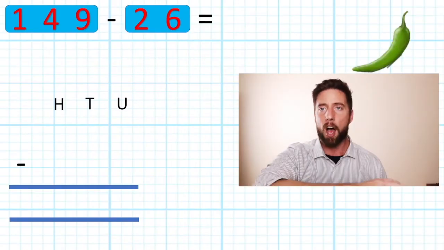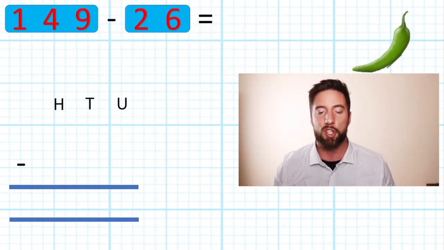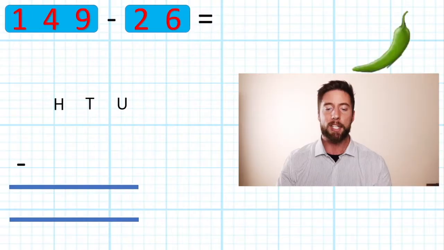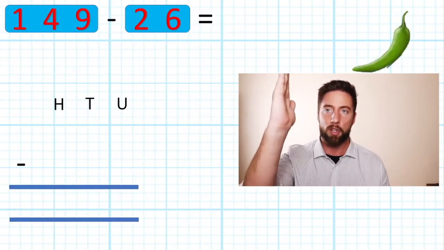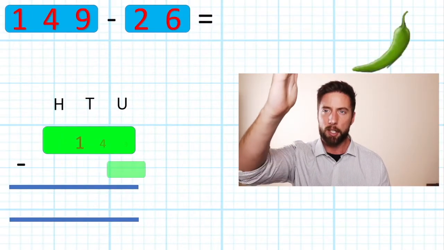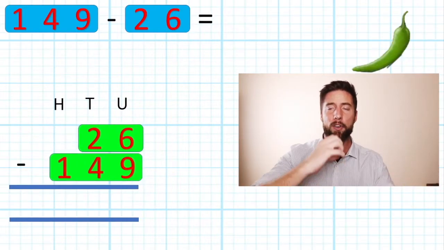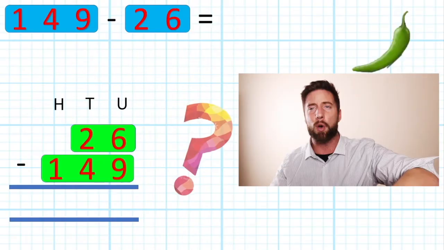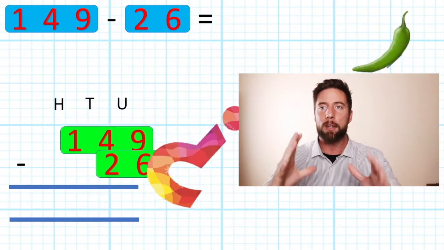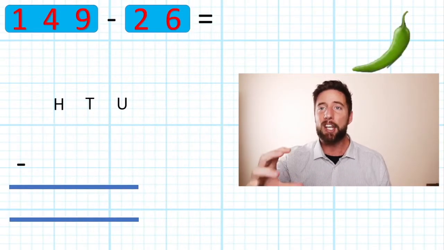If you're not, check out our place value videos, get all the information you need on that. But I know that I'm going to put my 9 and my 6, my units, in my units column. But which way around do I put them? Do I put my 149 on top? Do I put my 26 on top? What do I do? The best tip I can give you, write it as you read it.